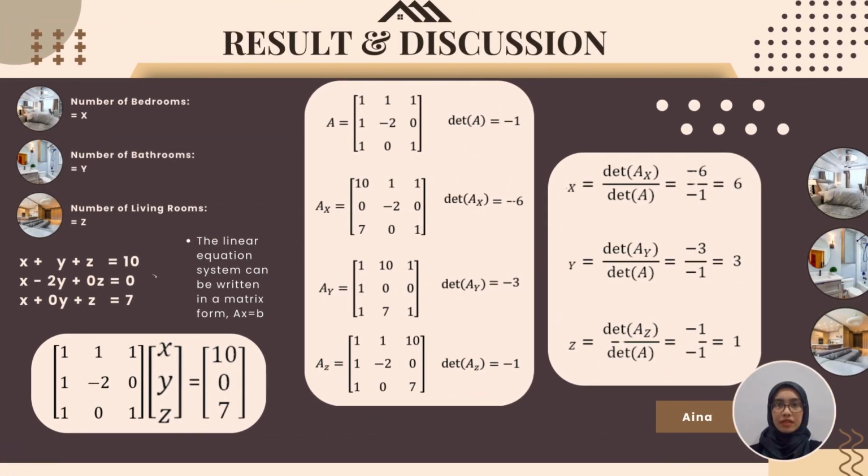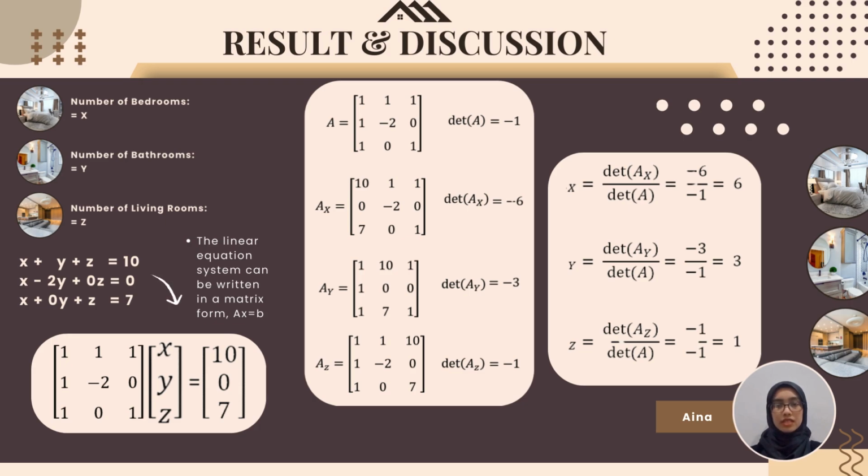So, based on the methodology, we need to find the values of bedroom, that is X, bathroom, that is Y, and living room, that is Z. From the questions, the system with linear equation can be written in a matrix form or simply as AX equal to B. First, we need to find the determinant for matrix A by using the Sarrus rule, because the size of matrix A is 3 times 3.